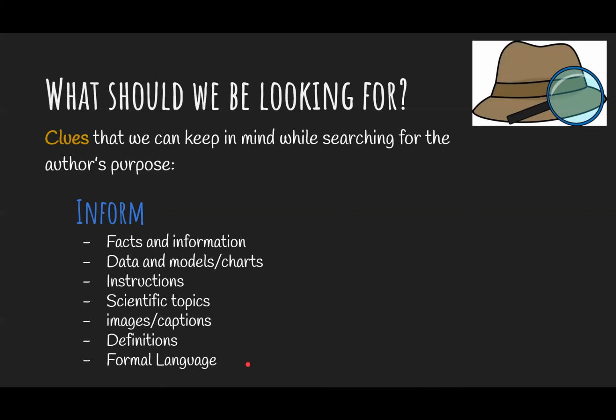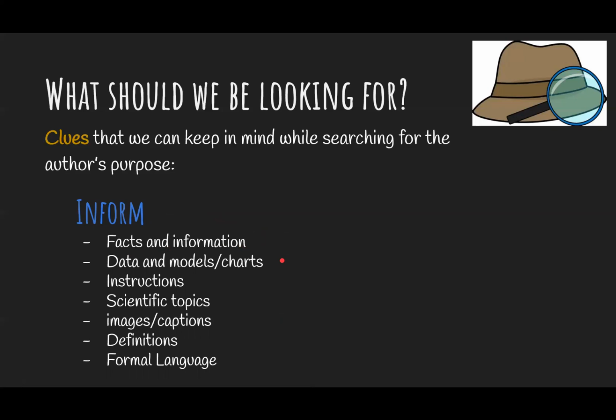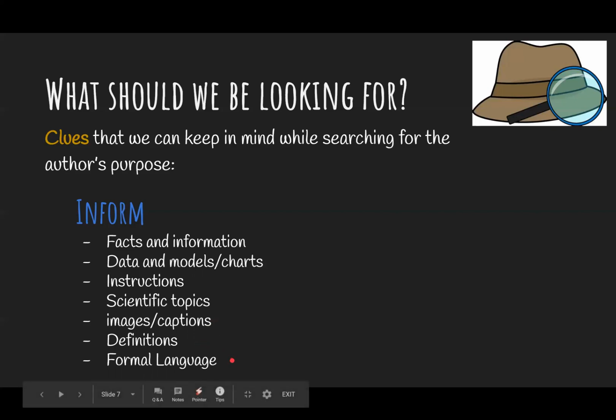Okay, so let's go look at an example. Remember the textbook I mentioned earlier? Textbooks are always informational because textbooks are telling you facts and information, right? They might have some data and models. They could have instructions. They're going to definitely have scientific topics if it's a science textbook or encyclopedia. There's going to be some images and captions, without a doubt, and maybe even some definitions in formal language. So a textbook will have all of these things.